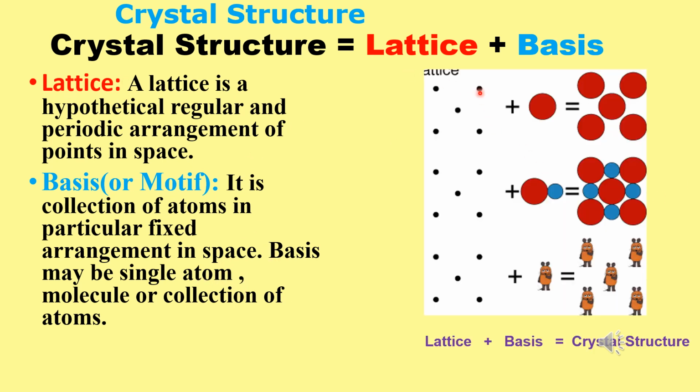So here in this image we can see these black dots. These are the lattice points in space, and if we put some atoms or ions or any kind of shape, then it will form the crystal structure. So this is lattice plus some basis, and then we finally have a structure which is known as the crystal structure.